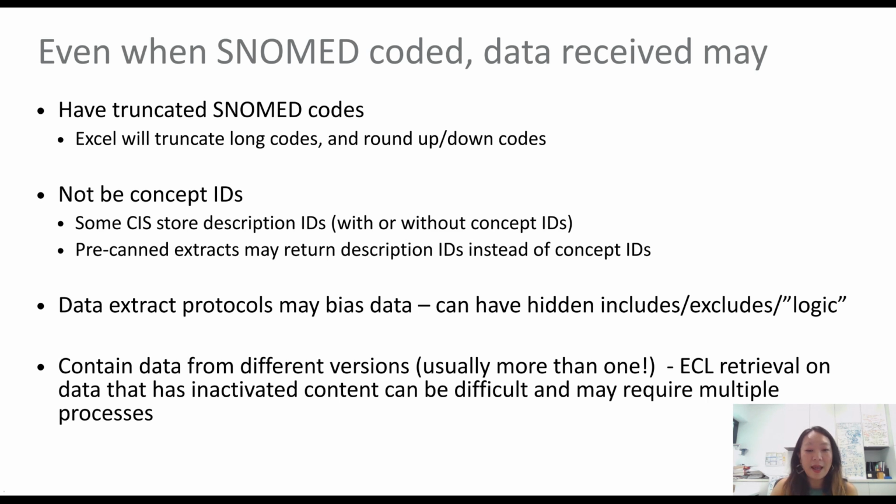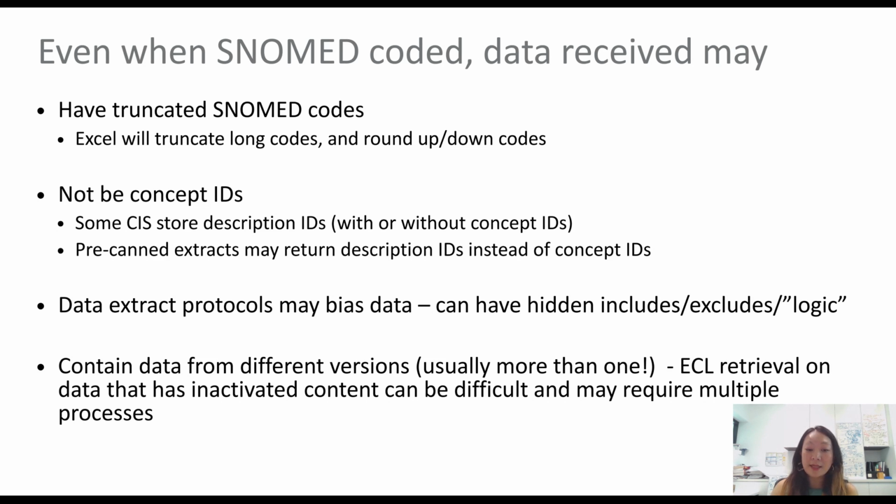Other issues that you might have when receiving some of this data is you may end up with truncated codes. So we know that Excel truncates long codes and rounds up and down the final digit. You also may receive IDs that aren't actually concept IDs. So some clinical information systems store description IDs with or without concept IDs, and sometimes you get pre-canned extracts that return description IDs instead of concept IDs. And then sometimes you get the mix of the two, where you get description IDs with truncated SNOMED codes that have been rounded up and down.